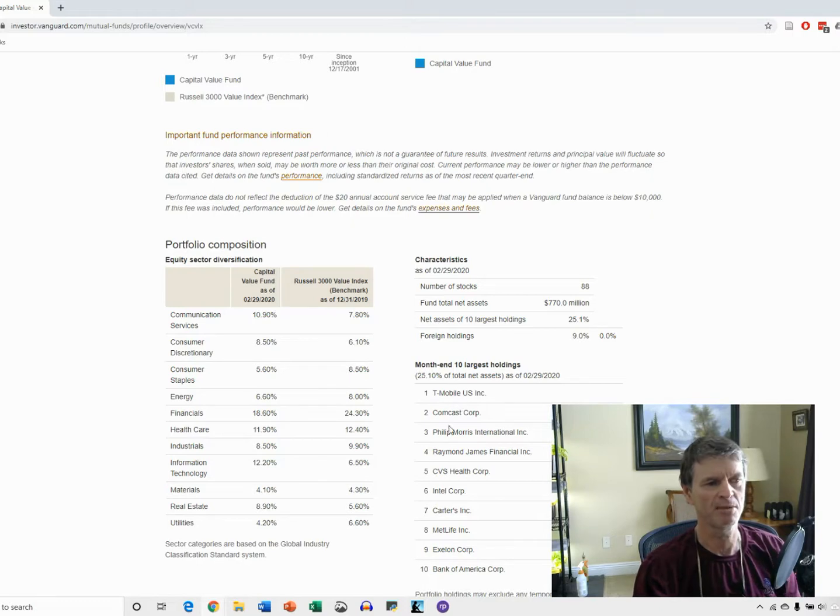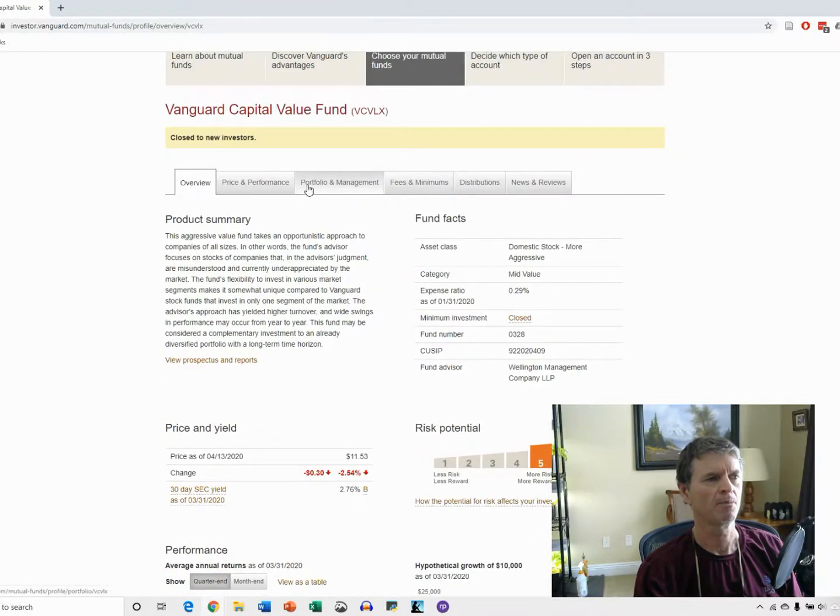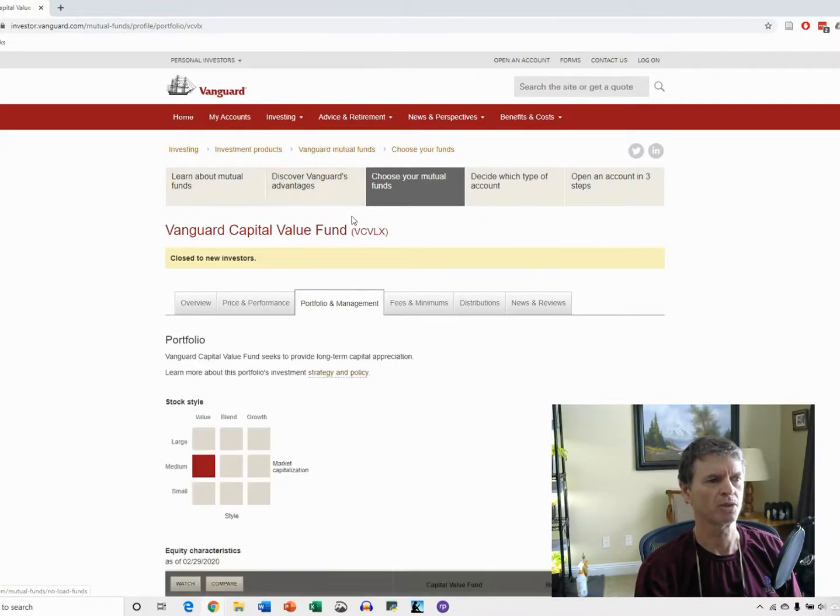So they've got money in T-Mobile, Comcast, Philip Morris, Raymond James. Anyway, so that's a financial company. This is obviously tobacco, CVS. But anyway, so that's just a little bit of the info you can get real quick on a fund. But let's see their style boxes, which is what I headed this way for.